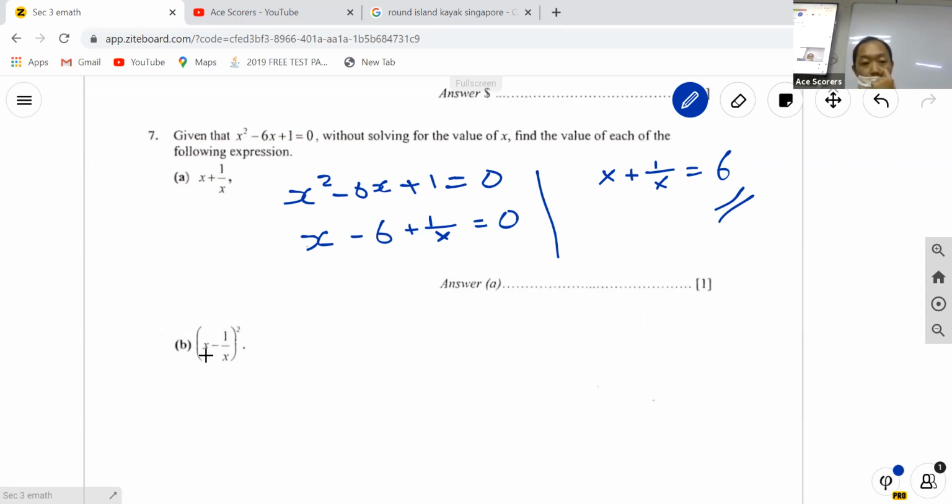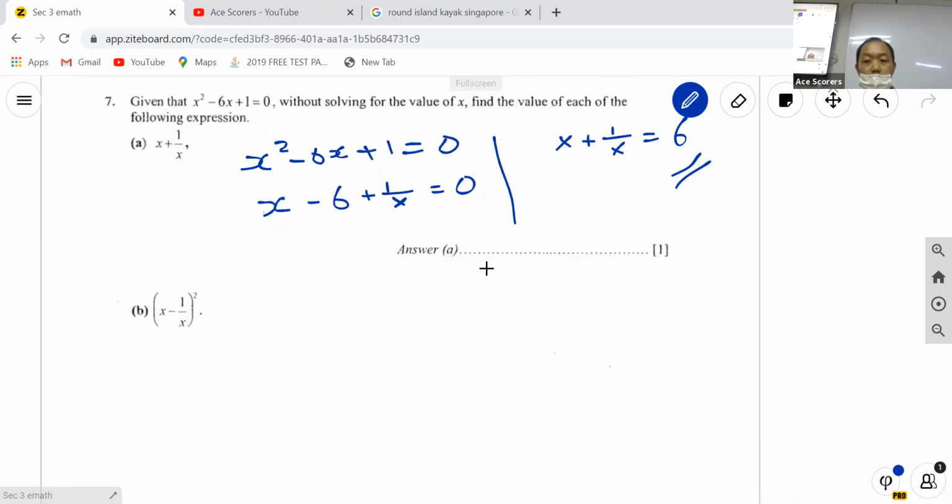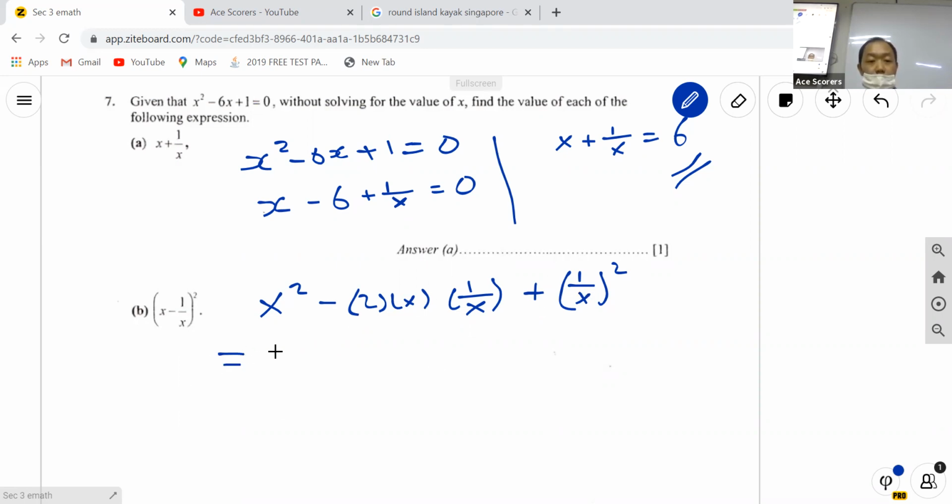Okay, next, x minus 1 over x, squared. So it's about rearranging again, manipulating the algebraic equation. x minus 1 over x, if we square this, we get x squared minus 2x times 1 over x, plus (1 over x) squared. Do you recognize this? a squared minus 2ab plus b squared. This expands to a squared minus 2ab plus b squared. So we evaluate this to become x squared minus 2 plus 1 over x squared.